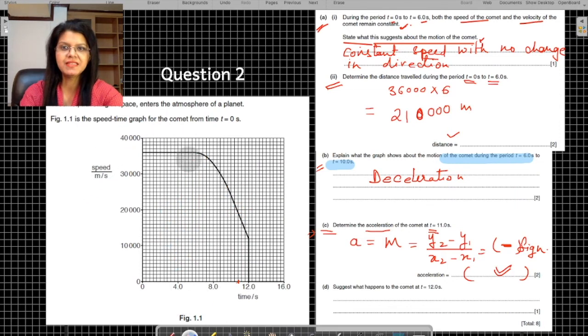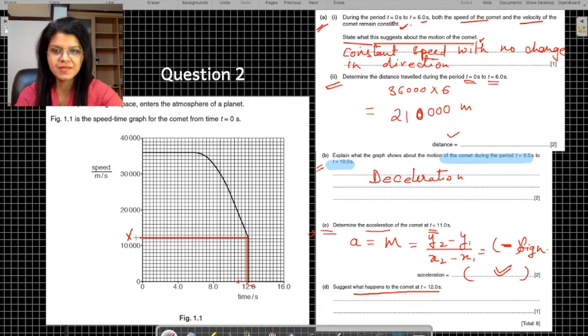the D part. Suggest what happens to the comet at time t is equal to 12. So if you see time t is equal to 12, the speed has suddenly come down to 0. From this particular value of the speed, which was quite high, something like 12,000 at this point, the speed came down to 0.